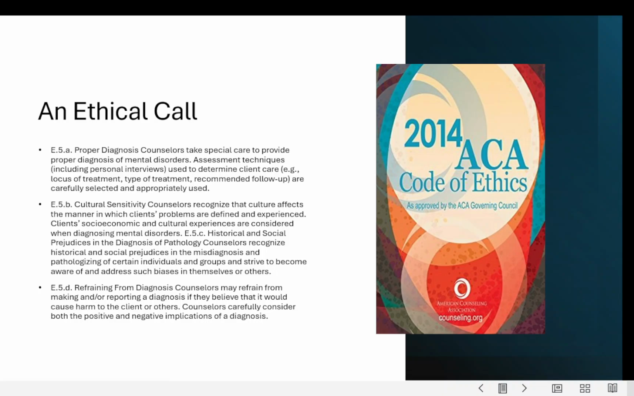Moving on to E5D, it is important to remember that there are situations where a diagnosis may not be appropriate, especially if it could harm the client or others. Counselors must consider the potential impact of diagnosis, including whether it's ethical to provide a diagnosis to a client during an acute episode, such as a delusional or psychotic state. In some cases, telling a client that they are psychotic may only make the situation worse.